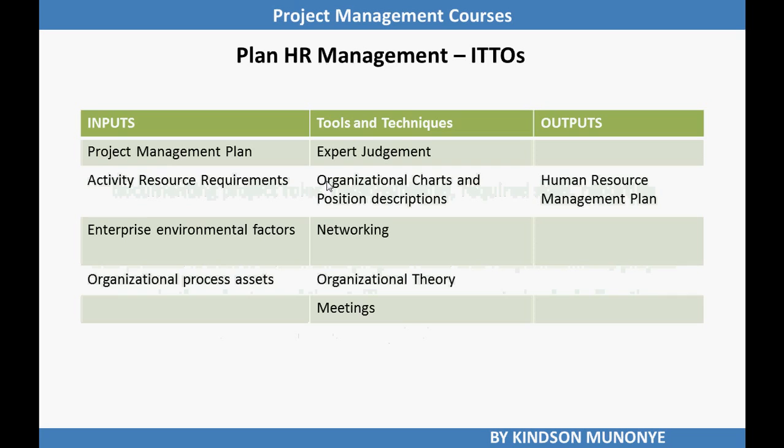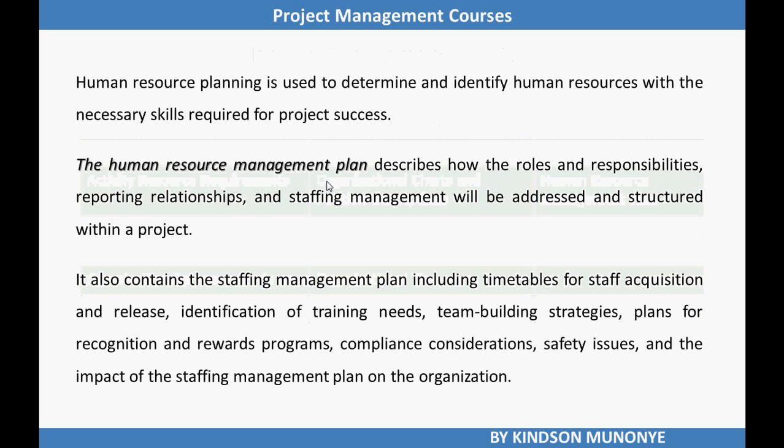What do we need to plan human resource management? We need 4 inputs: the project management plan, activity resource requirements, enterprise environmental factors, and organizational process assets. The tools and techniques are expert judgment, organizational charts and position descriptions, networking, organizational theory, and meetings. The output is just one, and that is the human resource management plan.